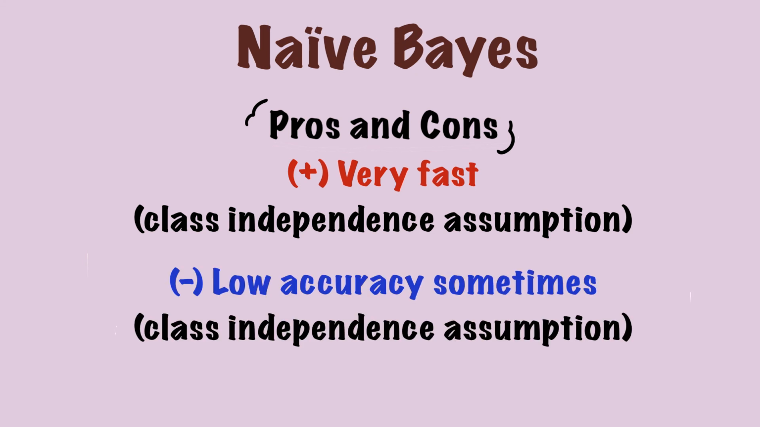However, because of this assumption, naive Bayes sometimes has low accuracy. Of course, it works fine most of the time, so it's a popular classifier, but this assumption is so naive that it sometimes deviates from reality and makes naive Bayes have poor performance. So it's kind of like a trade-off. The independence assumption accelerates naive Bayes, but sometimes lowers its accuracy.